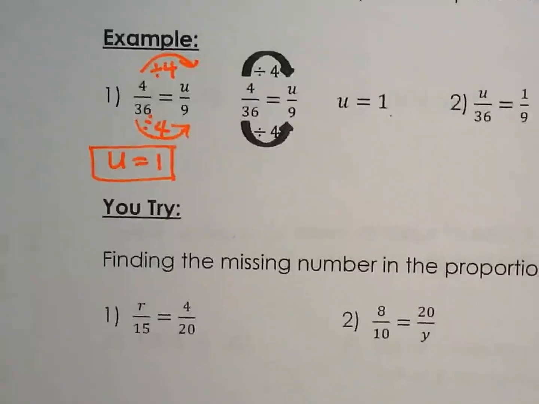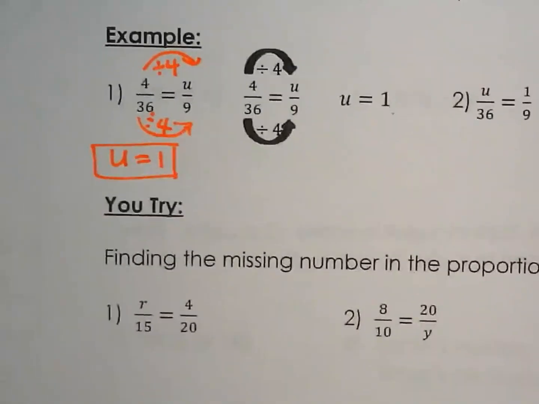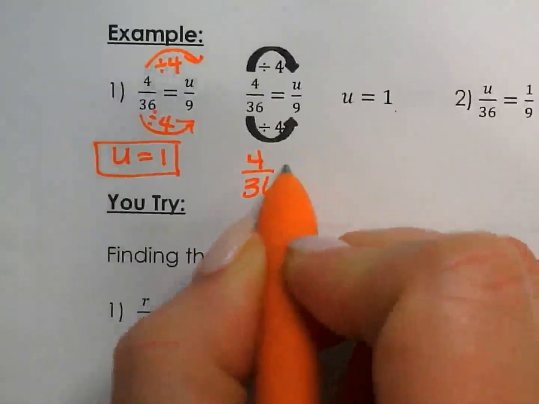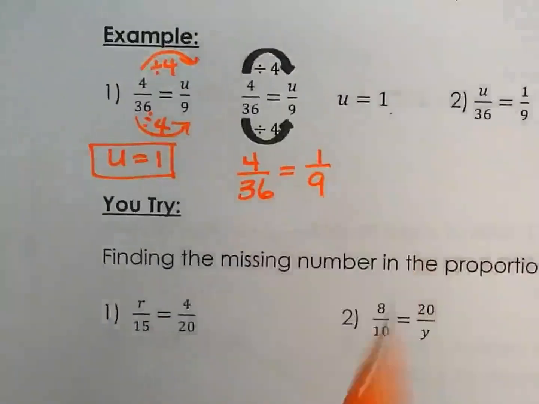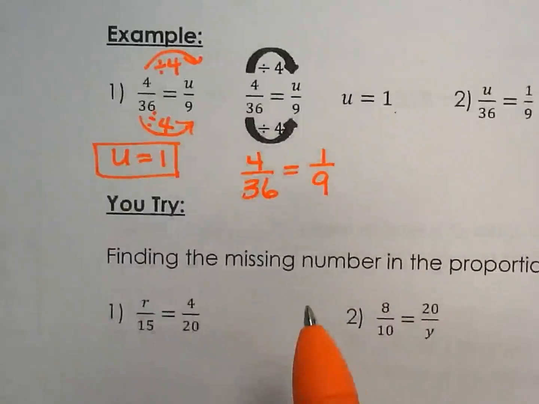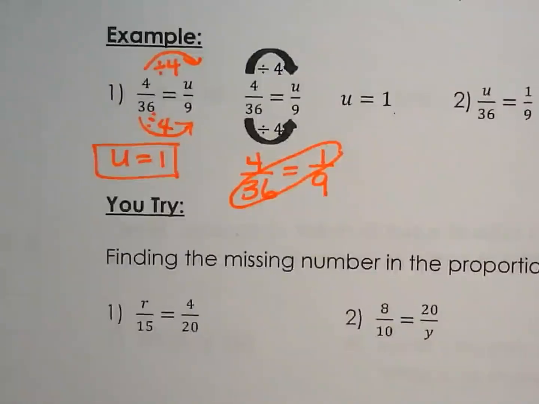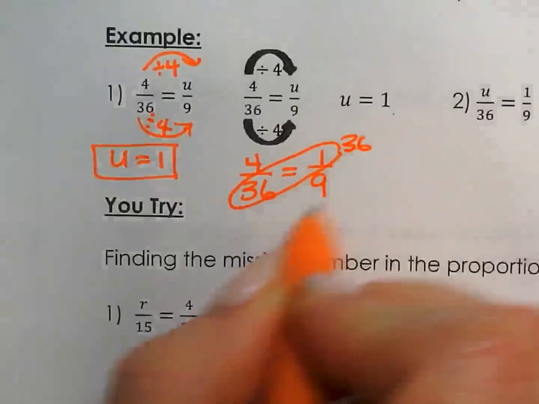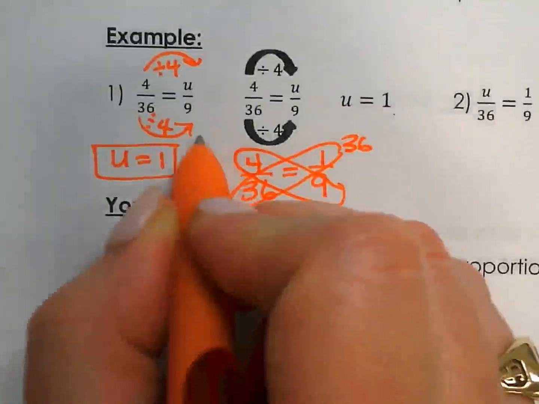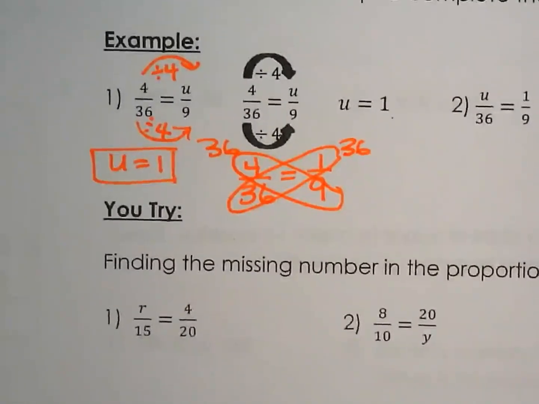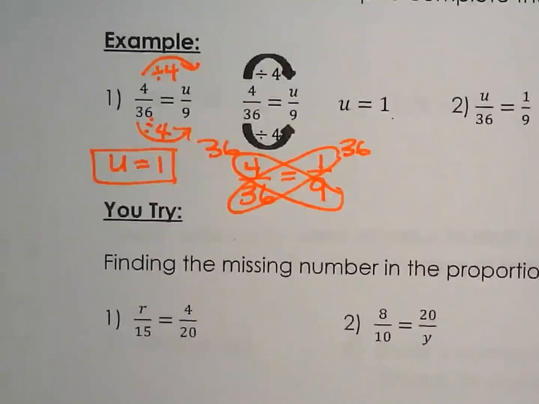Now, can we prove that using the butterfly method? Let's take a look. If we take 4 over 36, and we take 1 over 9 now, because you guys just told me that u is the same as 1, and we do the butterfly method, what do you get when you multiply that side? 36. What do you get when you multiply here? So they are in proportion, which means we found the right number to make the proportion. Does that make sense? Okay.